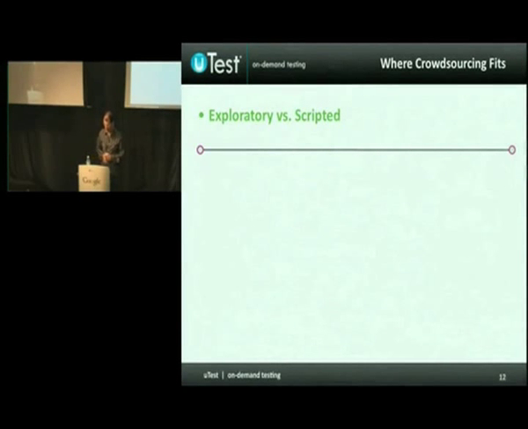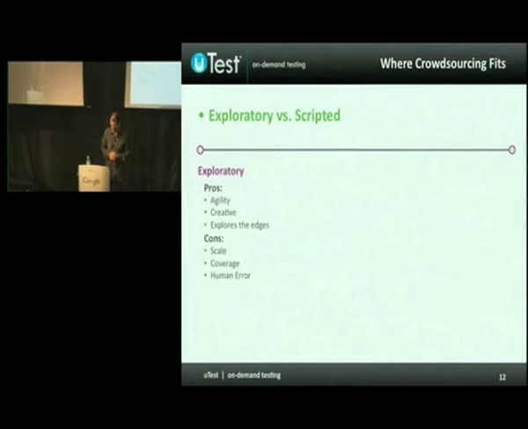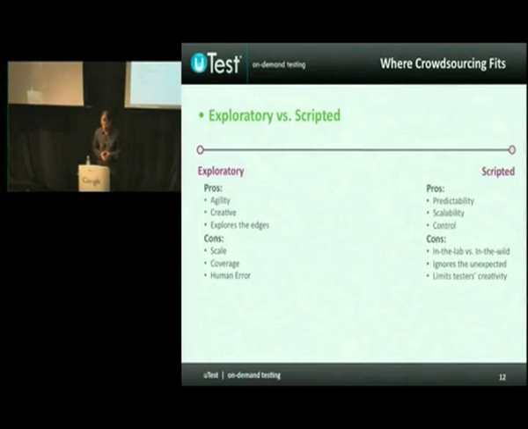The third dimension is exploratory versus scripted. So exploratory testing provides the agility, creativity, allows us to explore the edges. Doesn't ensure coverage and may have some human error involved. On the scripted side, it does provide predictability. It does provide me coverage and control, but really ignores the unexpected and limits the creativity.